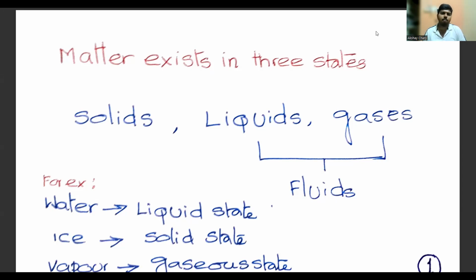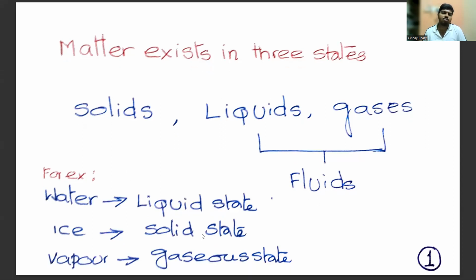So when coming to matter examples, for example, we take water. Water exists in liquid state, solid state and gaseous state in different conditions, like water in liquid state as we drink, ice in solid state, and vapor in gaseous state. This is about matter.